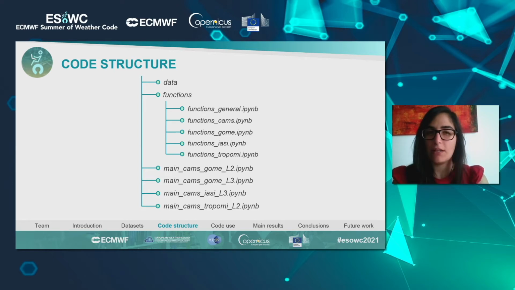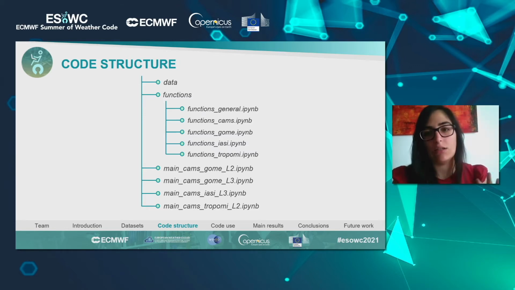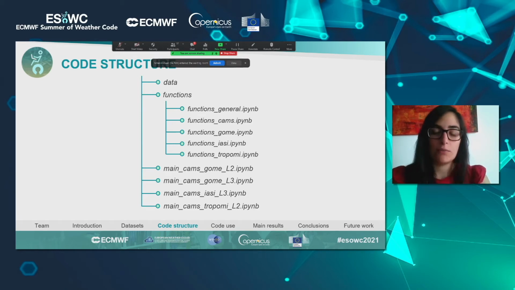So to explain a bit more about the code structure, we have this basic structure. We have a folder, which is data, which the code uses to store all the data sets, because it's possible to download them within the Jupyter Notebooks. Then we have a folder called functions, where we can find all the functions related to general issues, such as the match of the data, the units conversion, and the plot visualization.